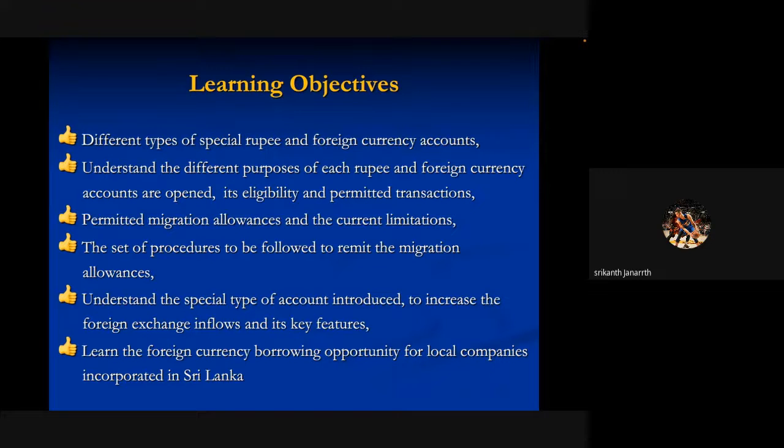Understand the special type of account introduced to increase foreign exchange inflows. Let us see what special account was brought in to increase the inflow into the country. Then learn the foreign currency borrowing opportunity, the external commercial borrowing. These are the objectives we should have by the end of the session.